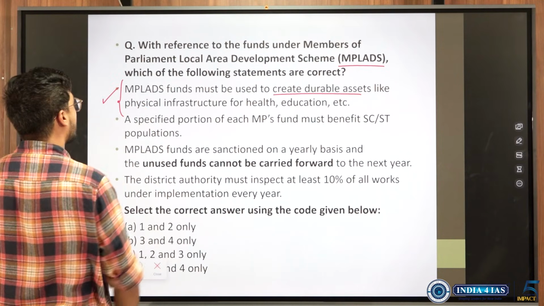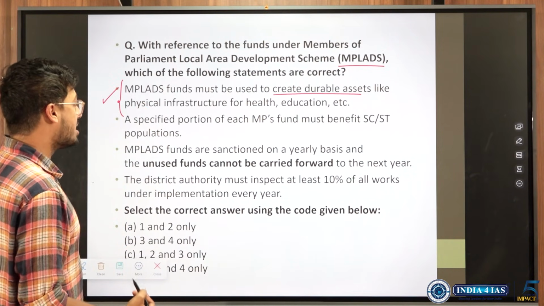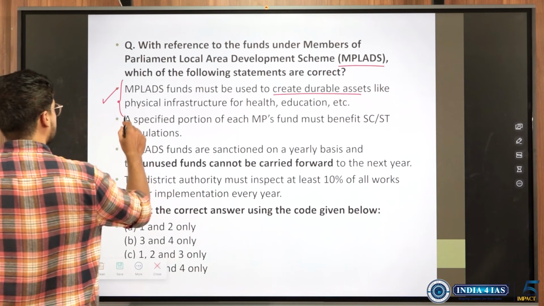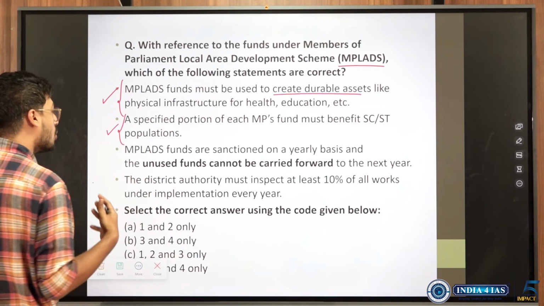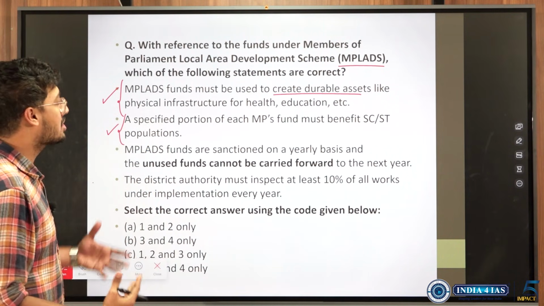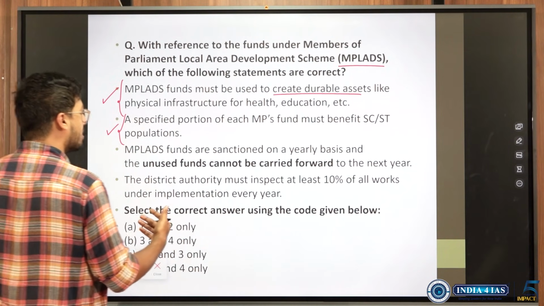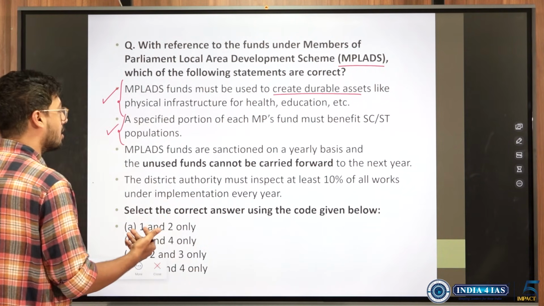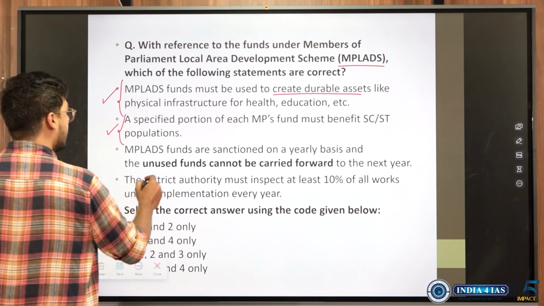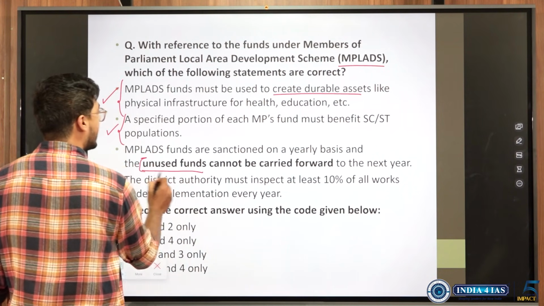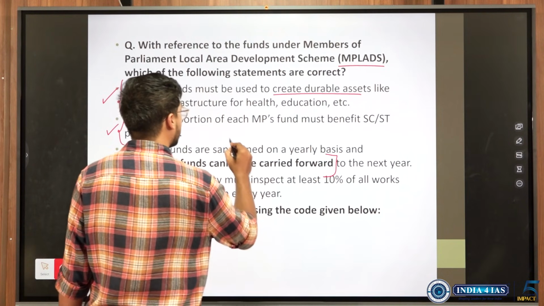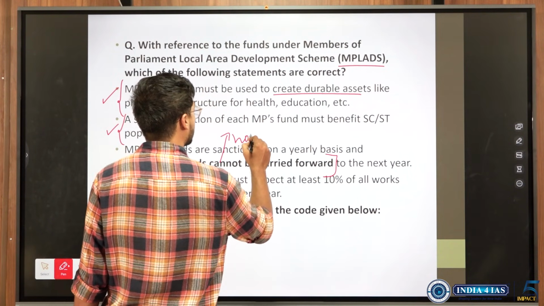This is correct. Specified portion of each MP fund must benefit SC/ST population. This is correct. Even if we do not know this, a certain fund is used for the vulnerable section. So this we could have thought of. MPLADS funds are sanctioned on a yearly basis and unused funds cannot be carried forward. MPLADS is a non-lapsable fund.